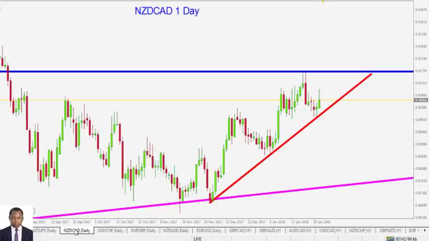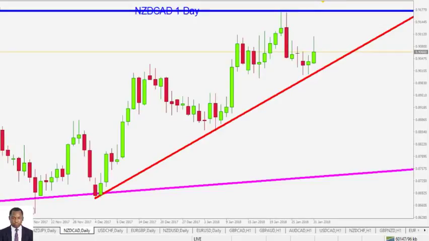The New Zealand dollar against the Canadian dollar. This is a similar one. Yesterday we analyzed this pair looking at this twin spinning top. We talked about the possibility of an upward push. You can see that upward push today, but it was rejected around that area.